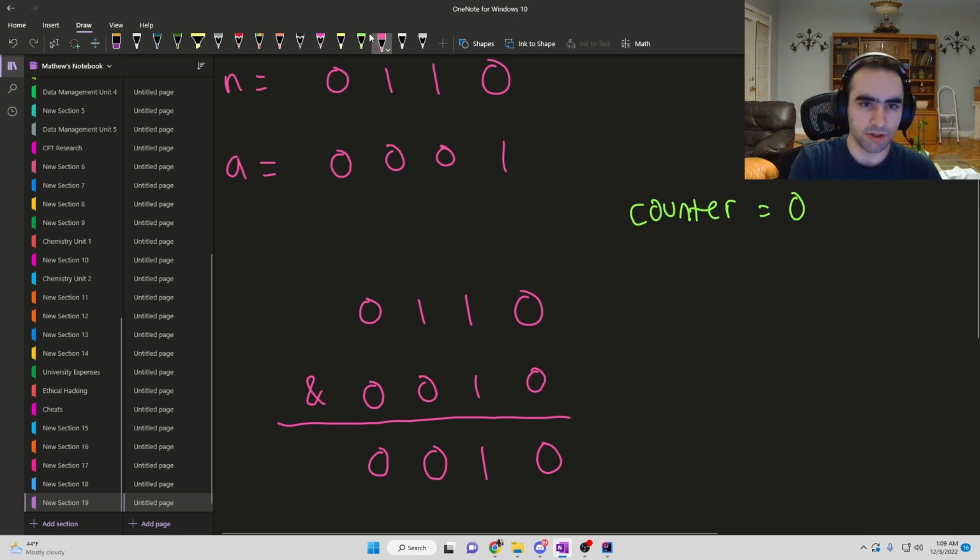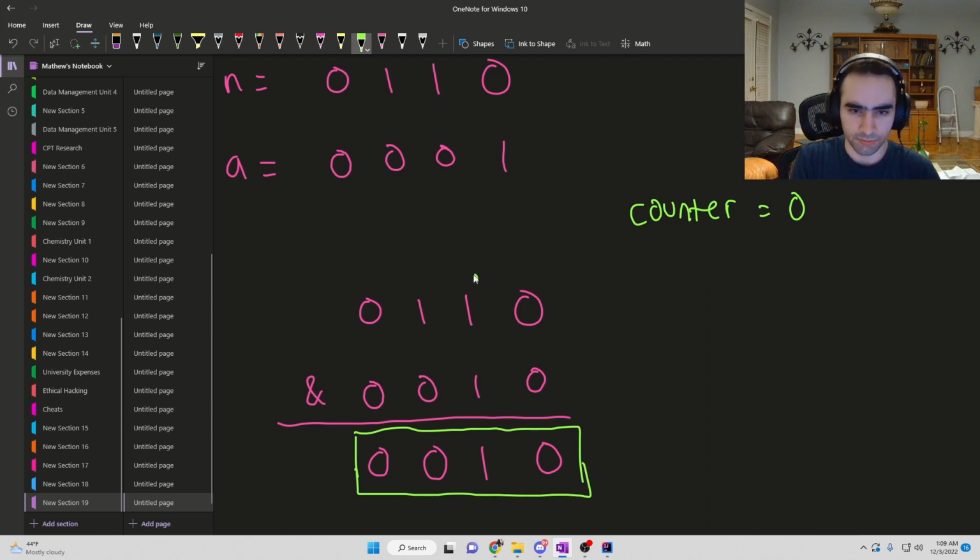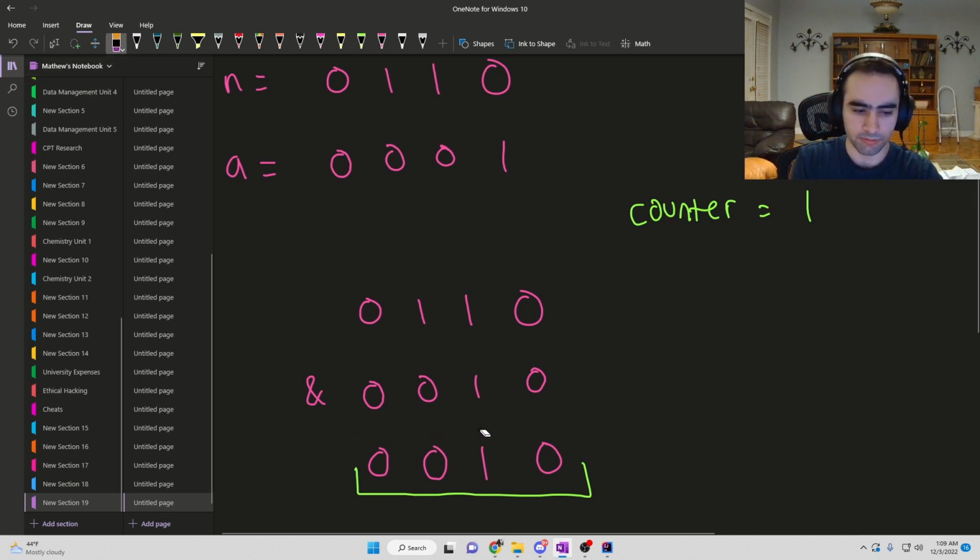And anytime we get a result here that's not a 0, then we know that this bit right here is turned on. So at this point, we're going to increment our counter right here to 1, as now we found our first 1 bit. Okay? So that's good. So now let's erase this and then shift this to the left.